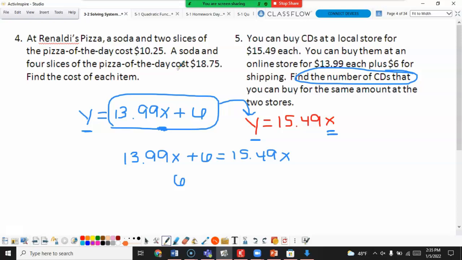Solving for x, we get 15.49 minus 13.99, which is $1.50. Dividing 6 by 1.5 gives x equals 4. So if you're buying 4 CDs, the cost is the same in-store and online.